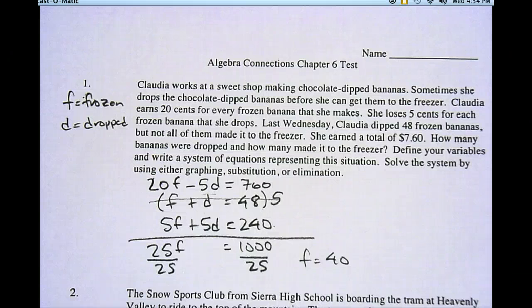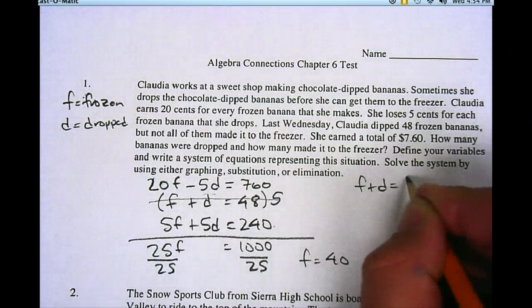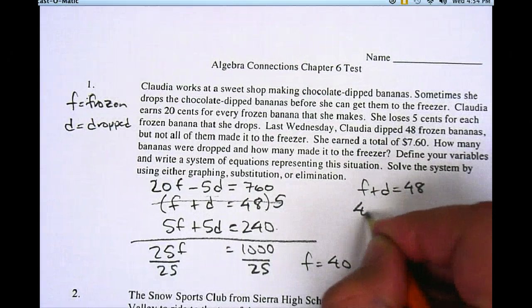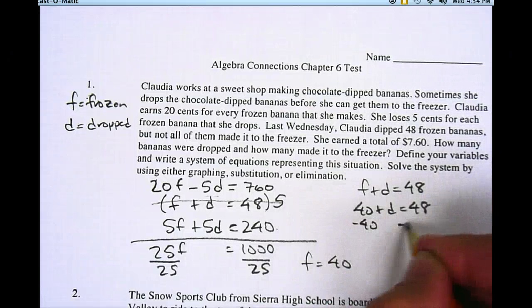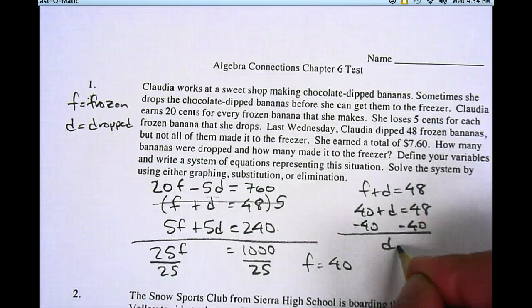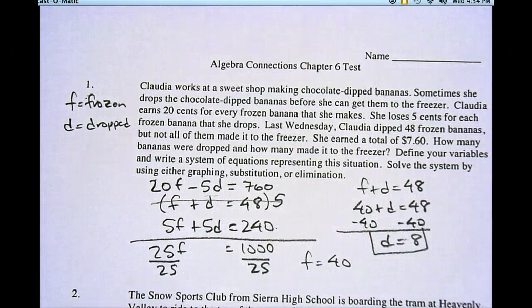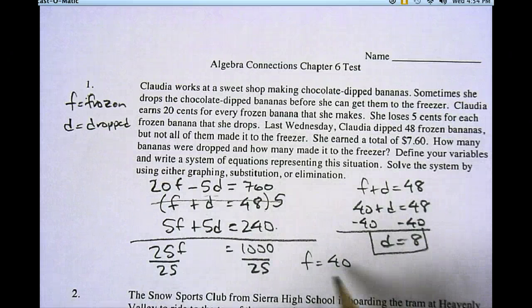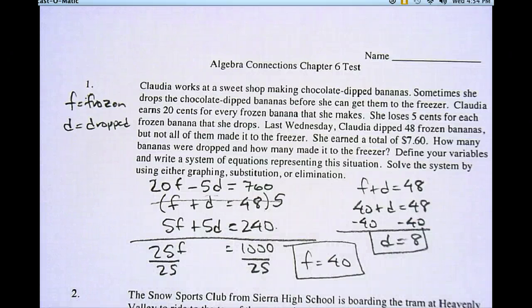Now I can use any of the three equations that I have and solve for d, since I already know f. Well, I know that f plus d is equal to 48, and I know 40 plus d is equal to 48. If I subtract 40 from both sides, I get d is equal to 8. So when I solve the system of equations, I have 40 frozen bananas and 8 bananas that were dropped. Okay, we're going to go on to the next problem.